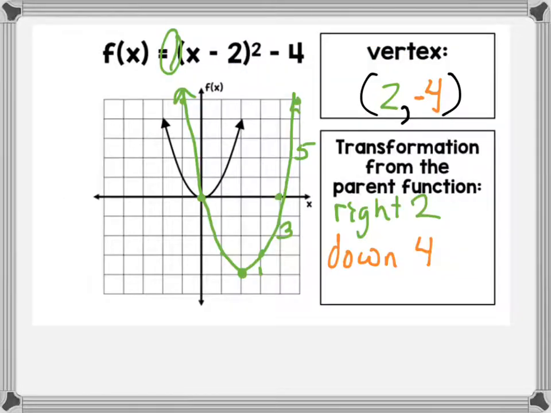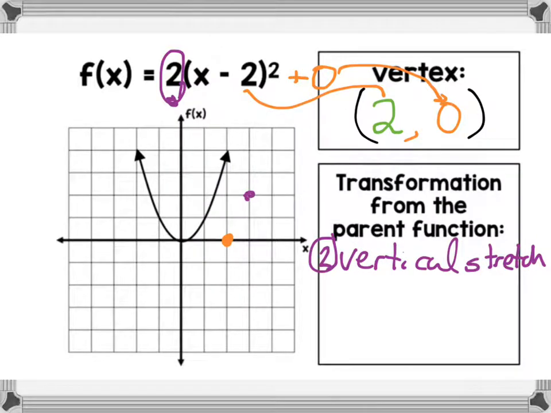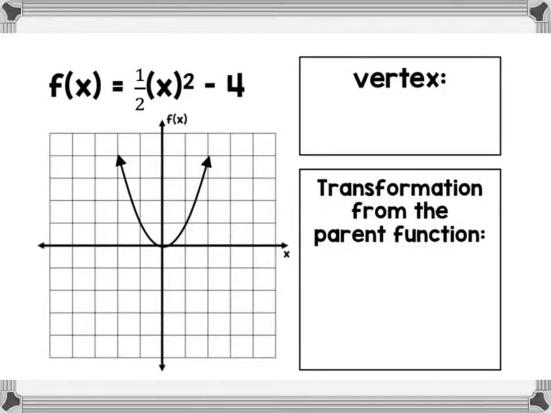So if I originally went up 1, I'm going to go up 2 this time. If I originally went up 3, I'm going to go up 6. Well, 6 is going to be off my graph, so I'm going to go ahead and sketch what I have. The other transformations, if I do the verbal description, is I went right 2 units. So it's had a vertical stretch of 2 and went right 2 units.